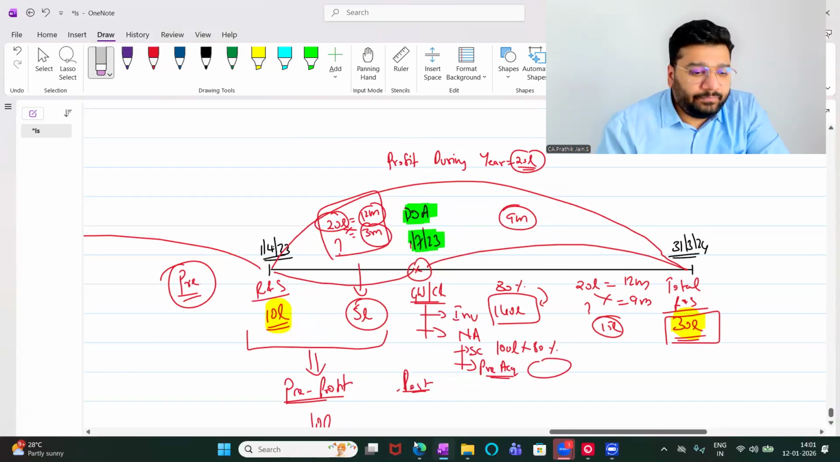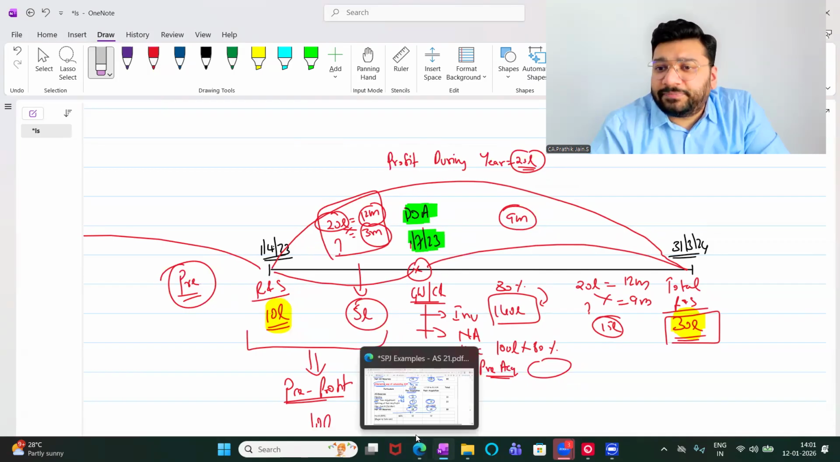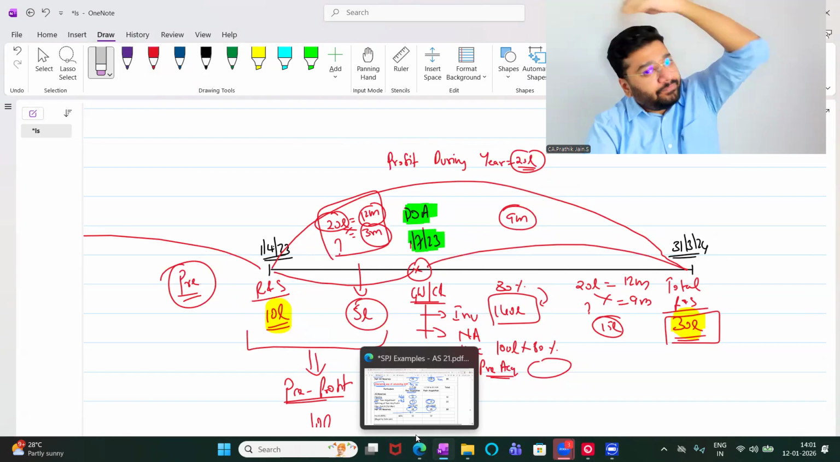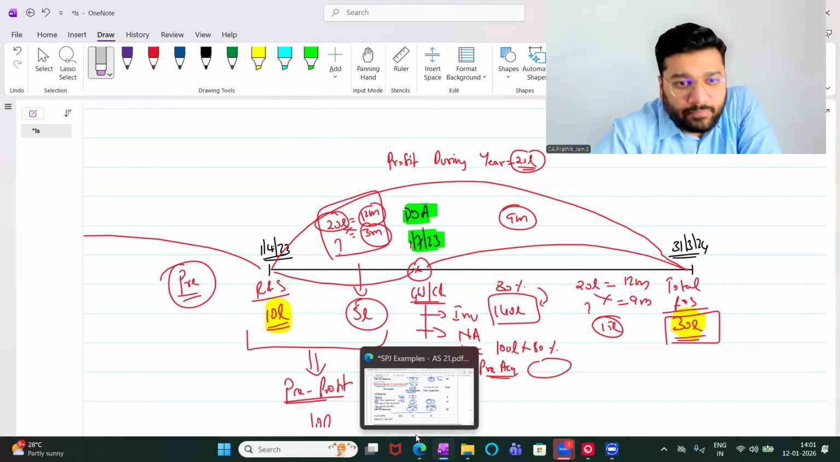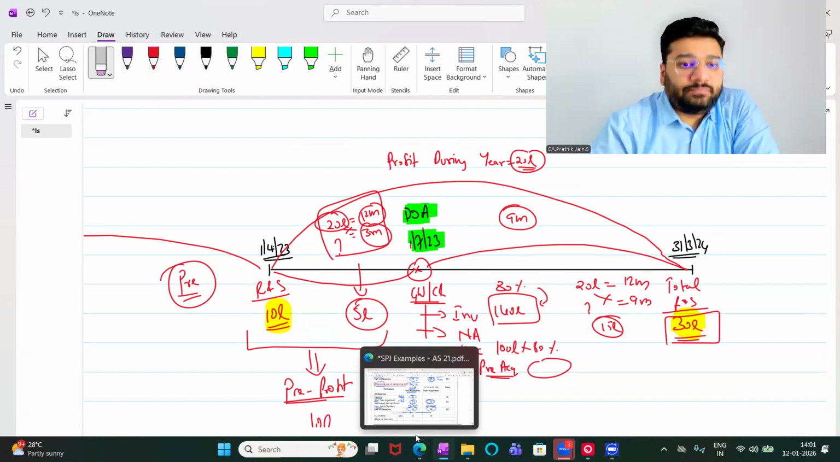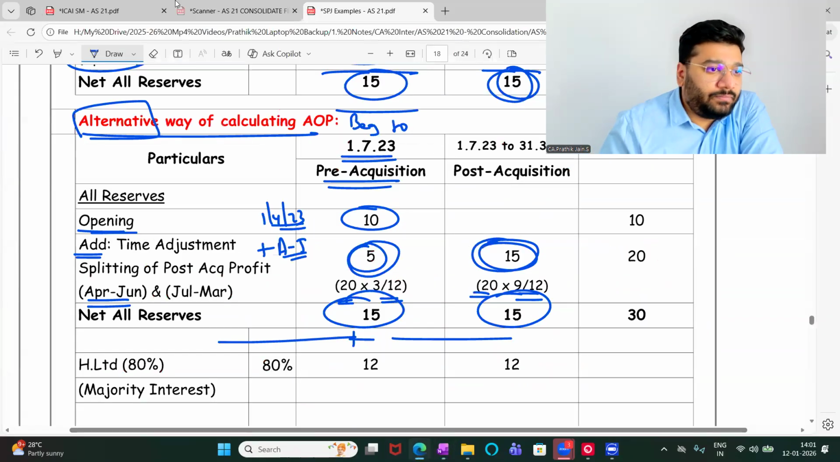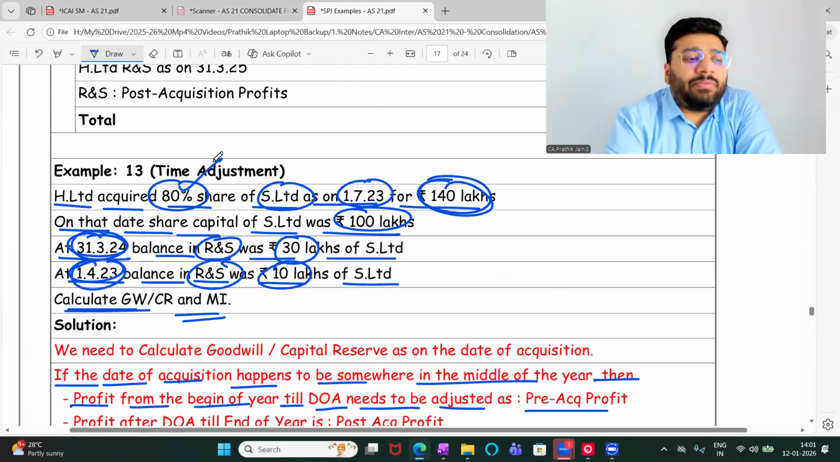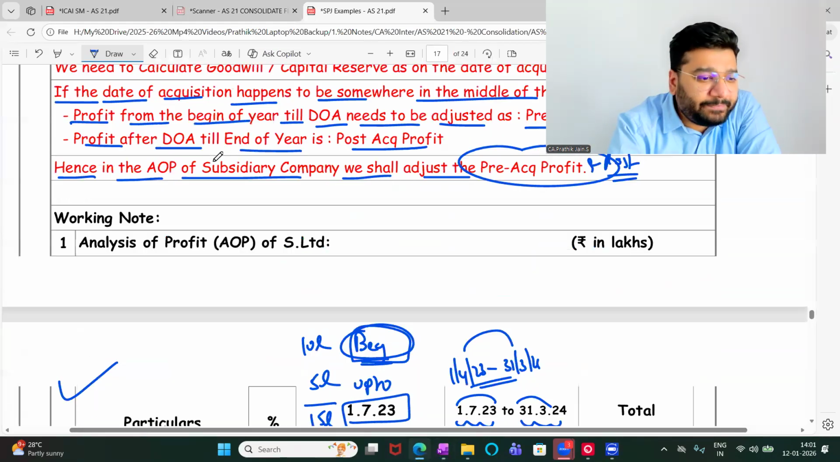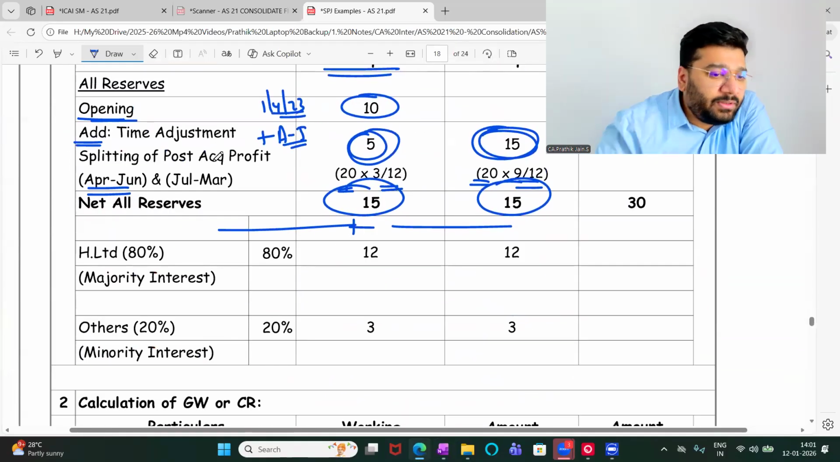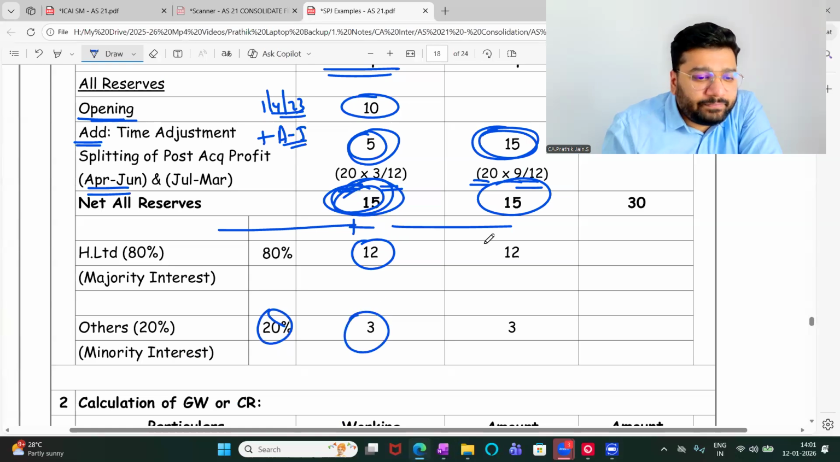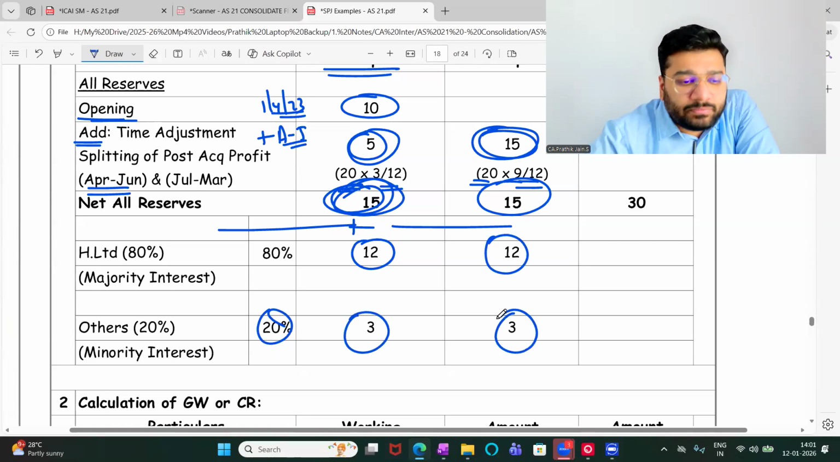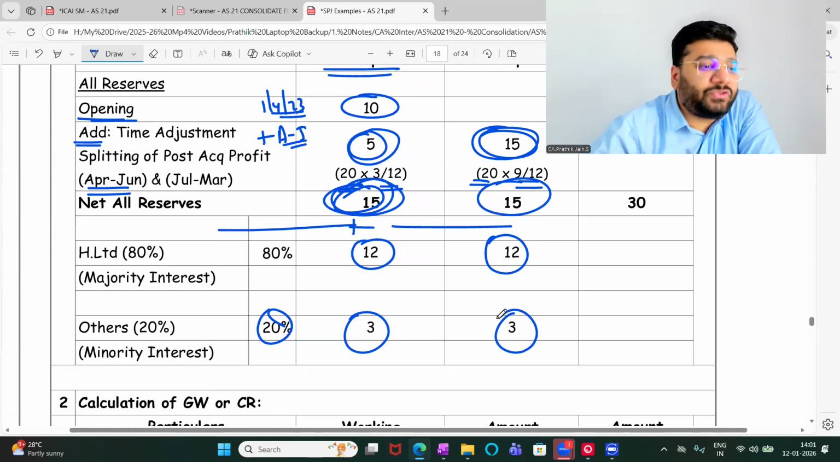Done? Do the diagram. It will help you during the revisions. The question said that we have got 80% share. So 80% is of the holding company, remaining 20% is with minority. So break into two parts. 15 lakh ka 80% is 12. 15 lakh ka 20% is 3.